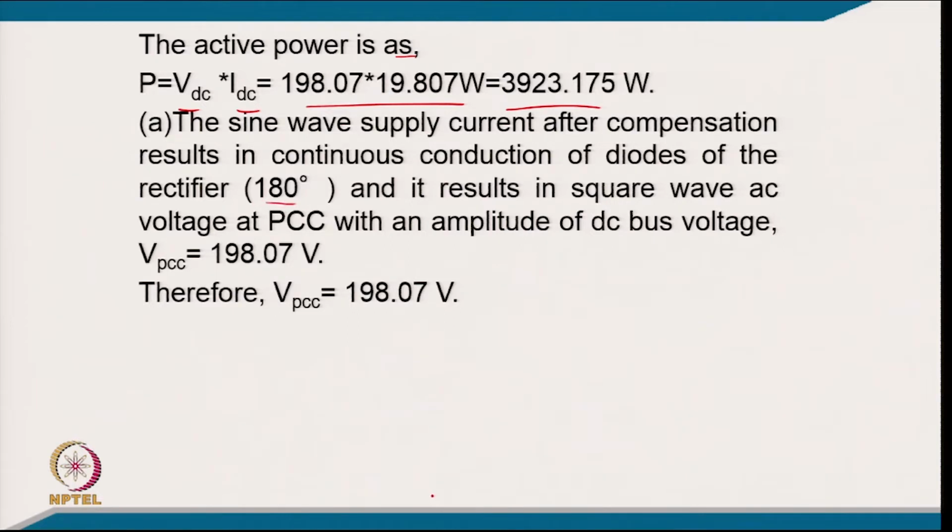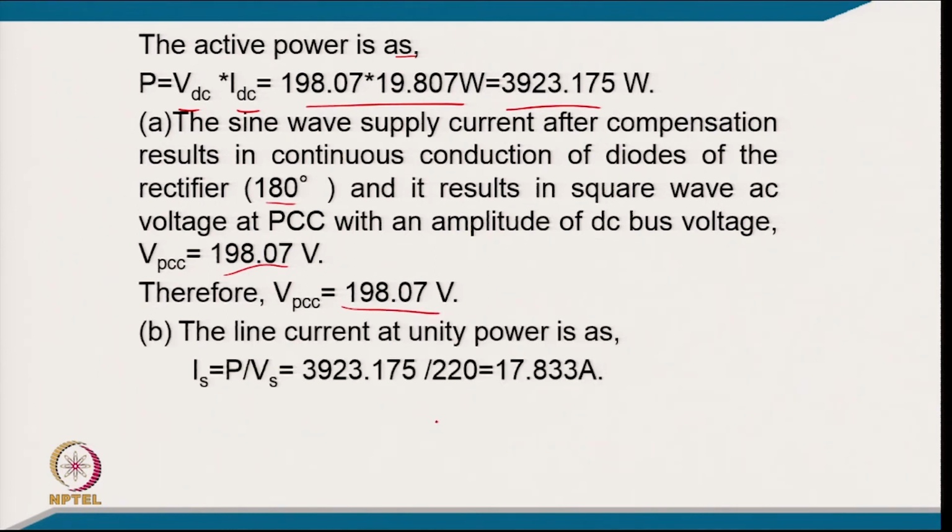Now the sine wave supply current after compensation results in a continuous conduction of diodes of the rectifier for the duration of 180 degree, and it results in a square wave AC voltage at PCC with the amplitude of DC link voltage of 198.07. Therefore, the PCC voltage will be a square wave of RMS voltage 198.07 volt, and the line current at unity power factor is P upon Vs. That is the active power which we calculated, used for charging, divided by 220 volt.